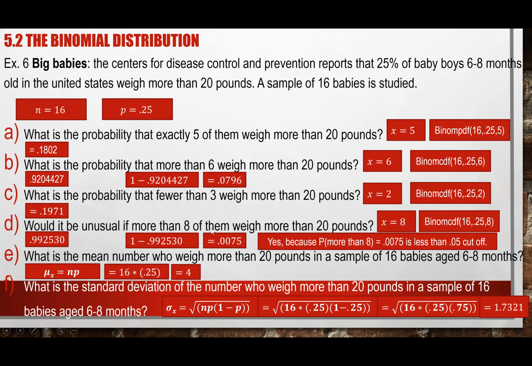Okay. So again, any question with A to F here? Mr. Chen, every time it says more than however many, you always subtract from 1, correct? Yes, you subtract the answer from 1. Okay. Thank you. Any other question?